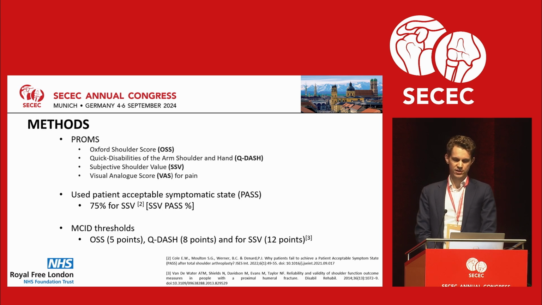So the PROMs we collected are listed on this slide, and our main primary outcome measure was the Oxford Shoulder Score at 2 years post-injury or shoulder replacement. We used minimal clinically important difference and patient-acceptable symptomatic state thresholds for this work, and these were both literature-based. So we used 75% for the SSV, and for the other PROMs, these are listed on the slide here. We reviewed radiographs and clinical notes to record complication, reoperation, and reintervention. And all surgery in our series was performed via a transdeltoid approach by a single surgeon, who was the senior author.